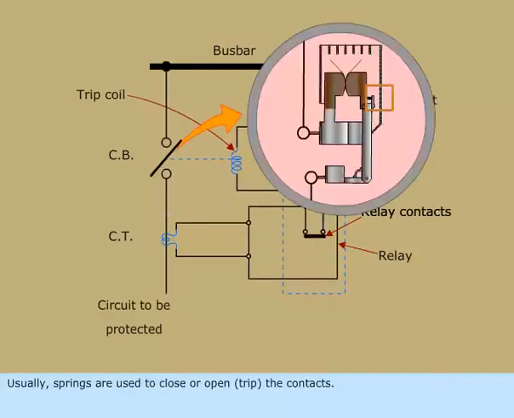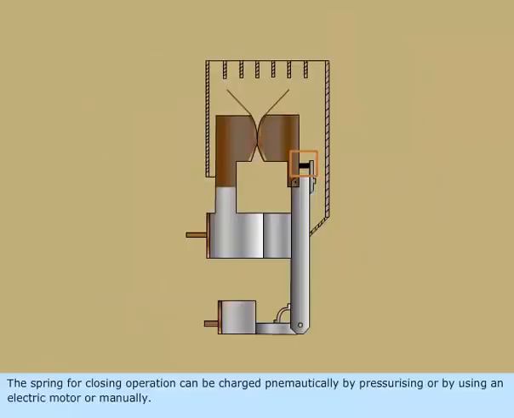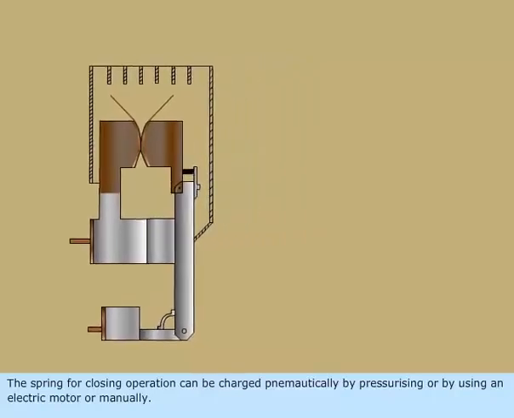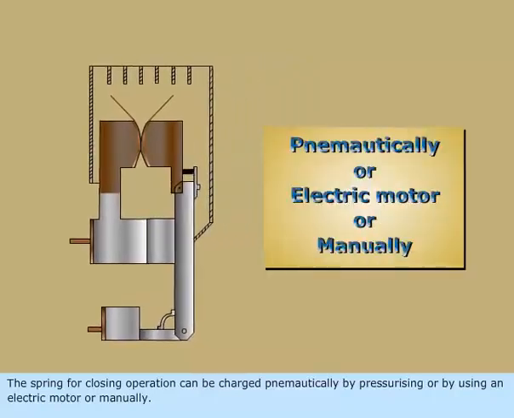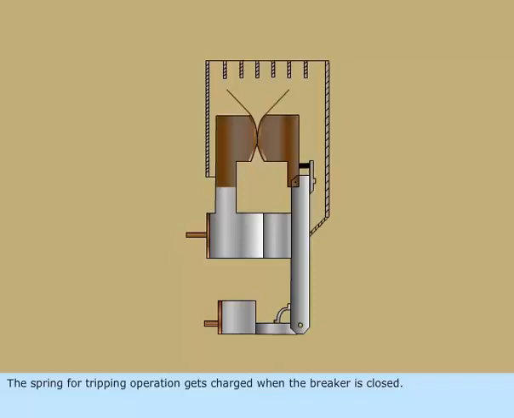Usually, springs are used to close or open (trip) the contacts. The spring for closing operation can be charged pneumatically by pressuring, or by using an electric motor, or manually. The spring for tripping operation gets charged when the breaker is closed.